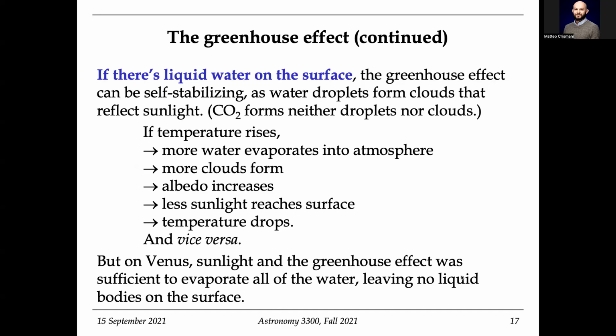Now you get it. If there's liquid water on the surface, the climate cycle can be self-stabilizing. Like at Venus, one of the first things you said was that it gets hotter and hotter, it's starting to be pretty steep, right? So what if up here you can't form clouds?